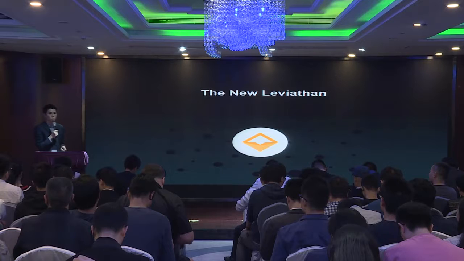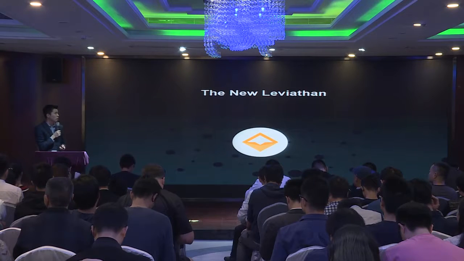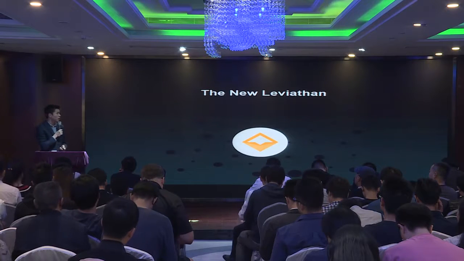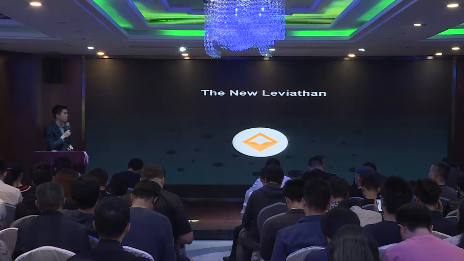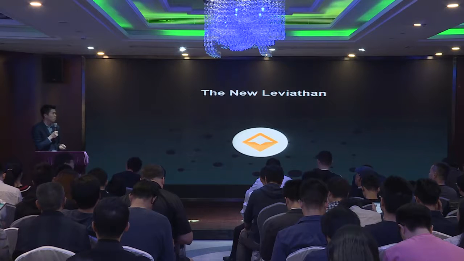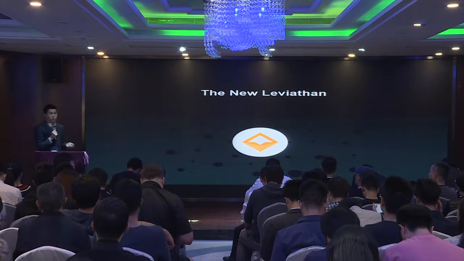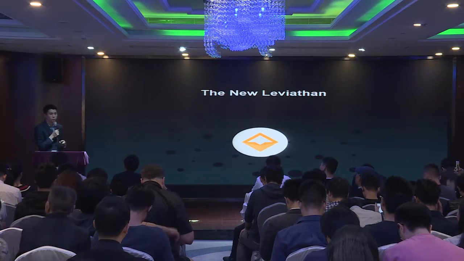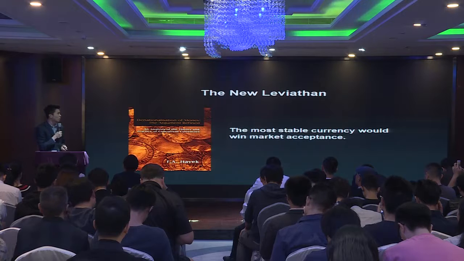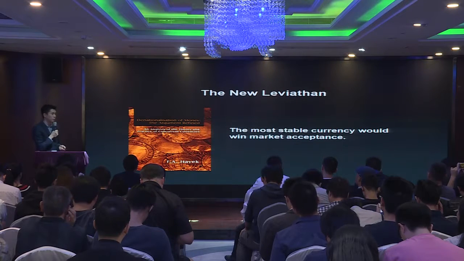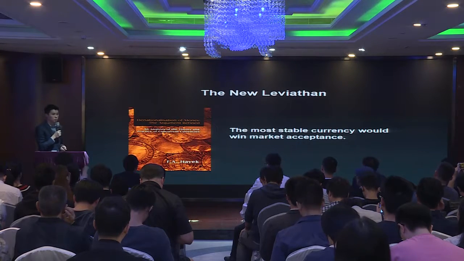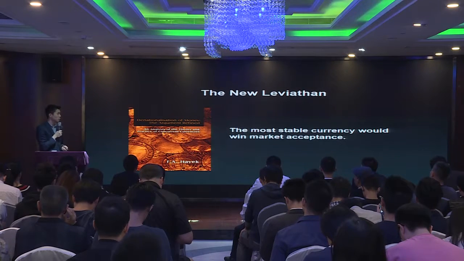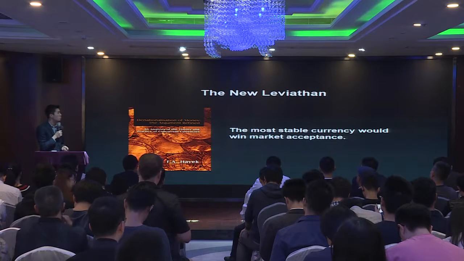So in the future, we may see a situation where there will be thousands of private institutions issuing their own cryptocurrency. As we've already seen, it's happening. Some of them will be assets, some of them might be stocks, and some of them will be stablecoins. Just like the vision that a Nobel Prize winner, F.A. Hayek, had 40 years ago. As he stated in his book, The Denationalization of Money, the most stable currency would win market acceptance.